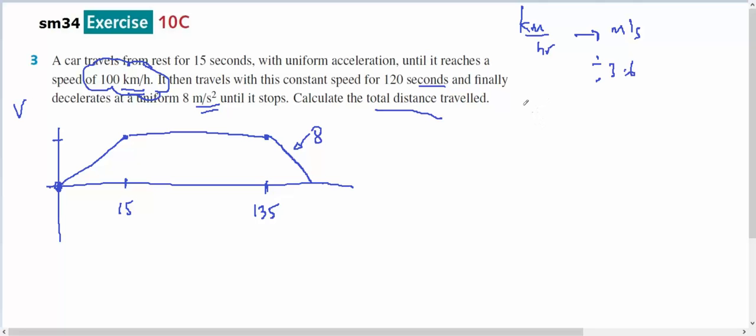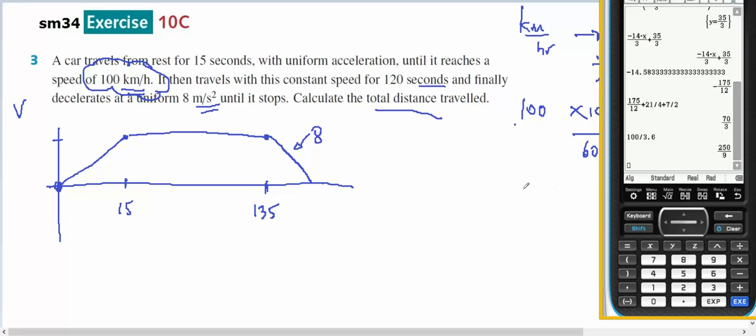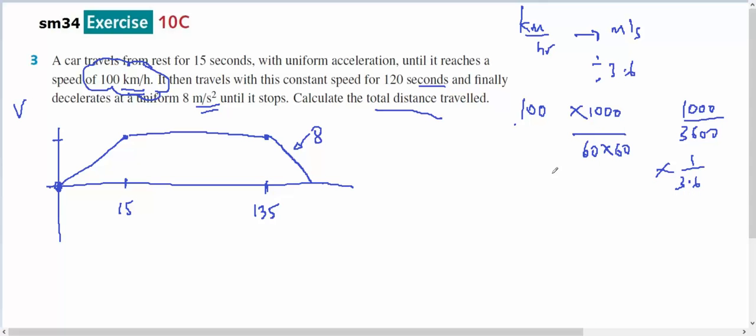Now why is that? Well, 100 kilometres per hour, I need to multiply by 1000 to turn it into metres, and I need to divide it by 60 to change the hours into minutes, and also divide by another 60 to get the minutes into seconds. So in effect I've got 1000 over 3600, which is dividing it or multiplying by 1 on 3.6. So on my calculator, 100 divided by 3.6 is 250 on 9.